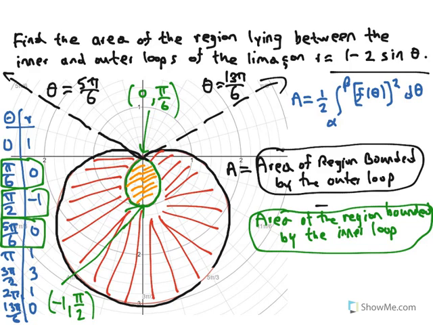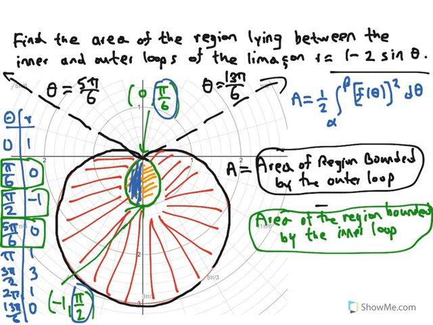r is 0. And if you wanted to use symmetry, you could. It's an option that you have. You could go from theta is equal to pi over 6 to theta is equal to pi over 2, and then you would just be considering the half of the inner loop that I just shaded in blue, multiply that area by 2 to get the area of the entire region within the inner loop. So those are options that you have.